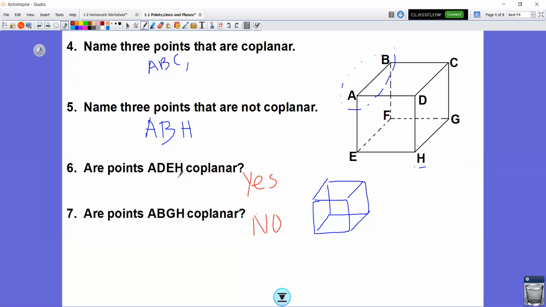Are points A, D, H coplanar? A, D, E, H, yes, that's the front of this box. Yes, they are coplanar. Are points A, B, G, H coplanar? No, they're not on the same plane. They're parallel, but they're not coplanar.